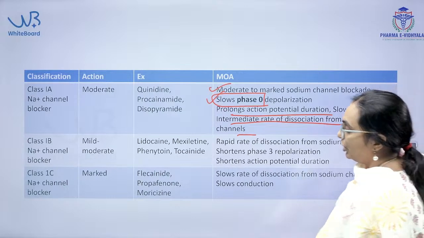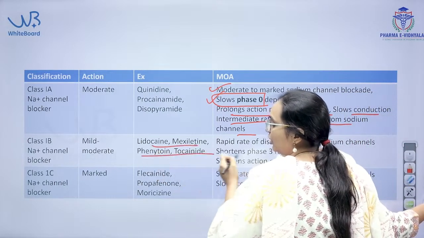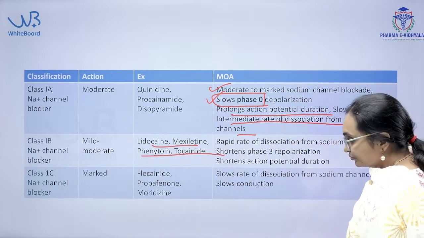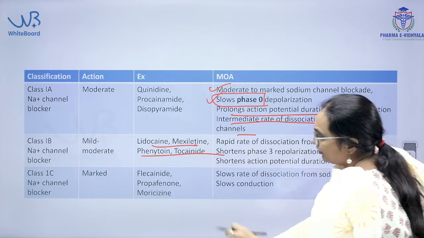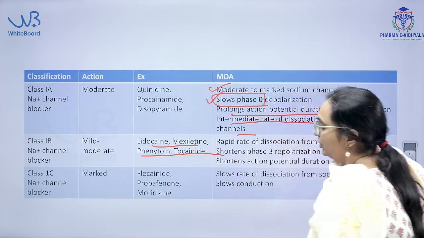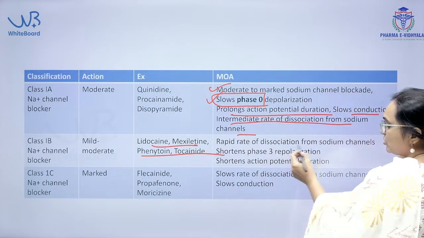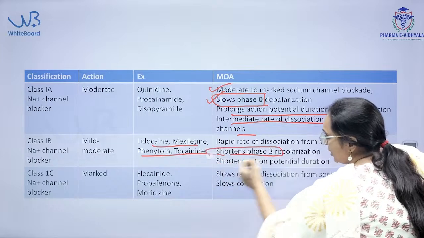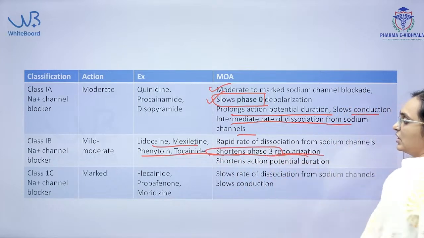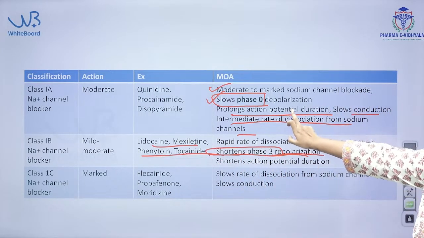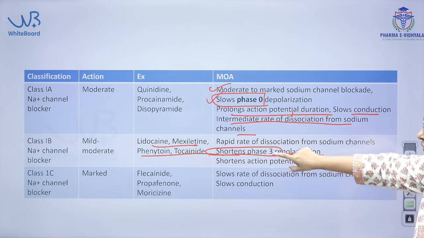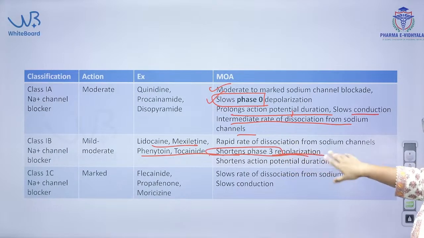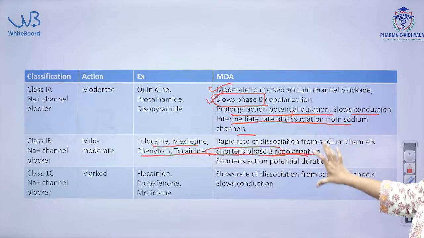Next, class 1B: lidocaine, mexiletine, phenytoin, tocainide. Rapid rate of dissociation shortens phase 3. Here it shortens phase 3. Here in class 1A it is phase 0 depolarization, it slows phase 0. Here class 1B acts on phase 3 and shortens the action potential duration.